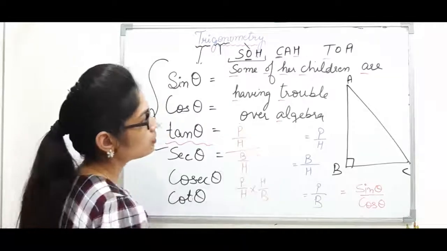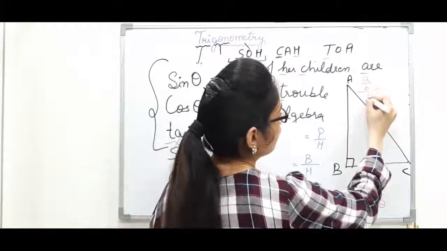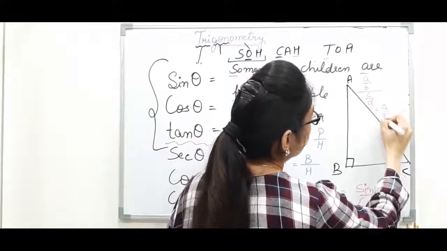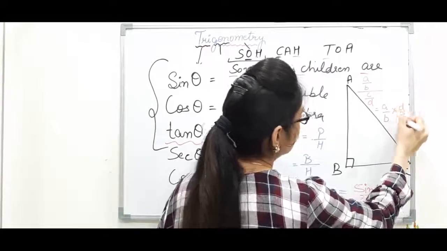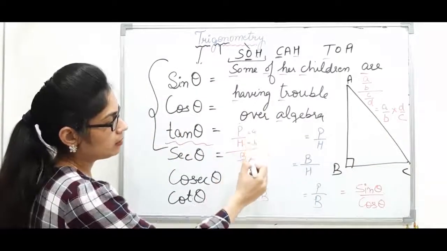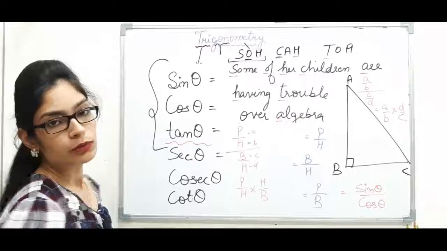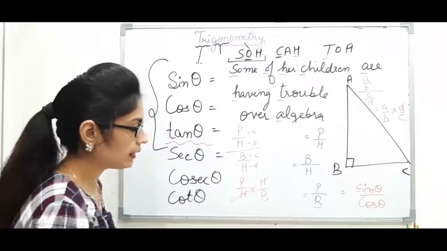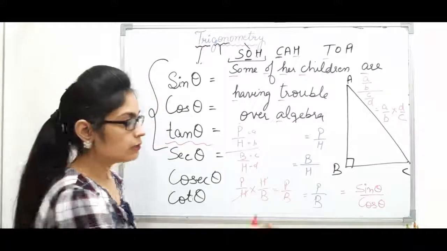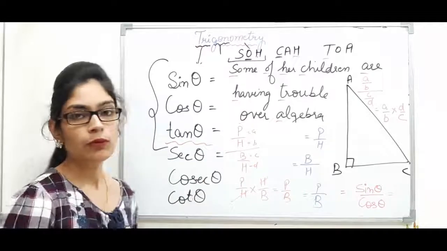I will explain this again. When we divide two fractions, A by B divided by C by D, it is always reduced to A by B multiplied by D by C. That's what I have written. So the hypotenuse H cancels, and I am left with P by B. That's why tan theta is also equal to sin theta upon cos theta. All these things you have to remember.